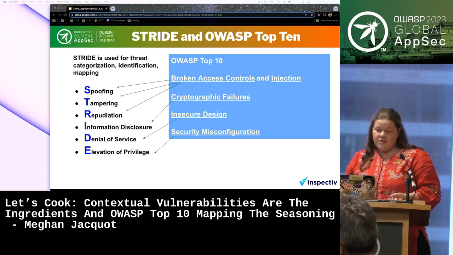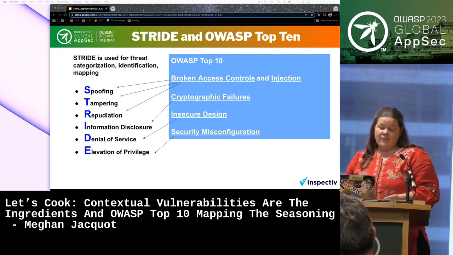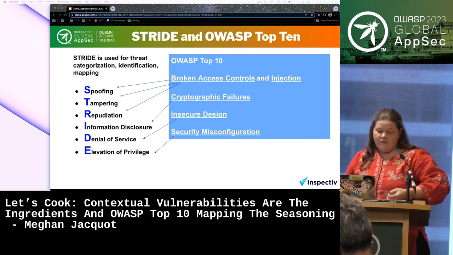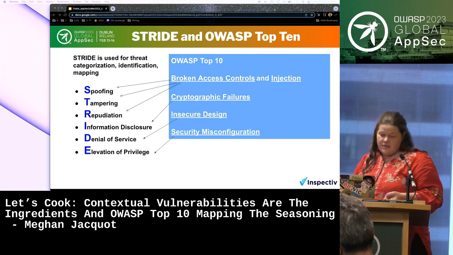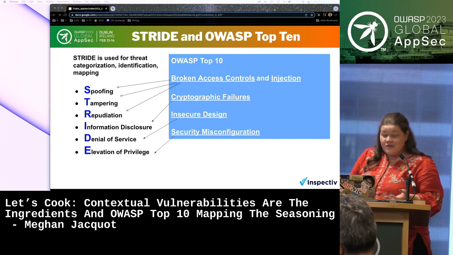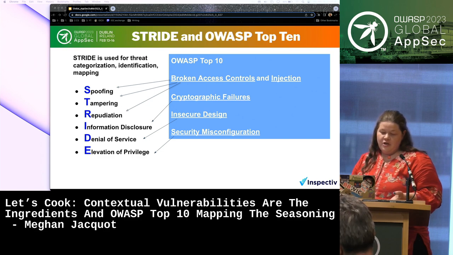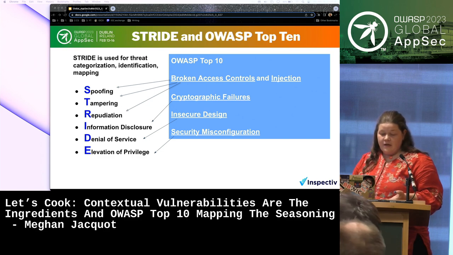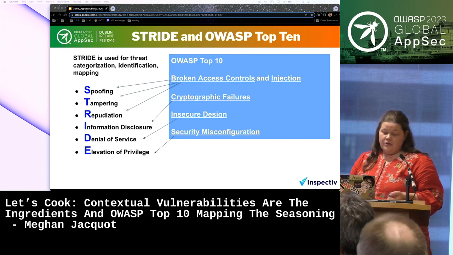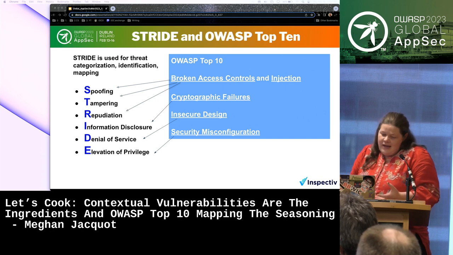With information disclosure, if there's a cryptographic failure, you might be disclosing PII. With denial of service, you might have issues of also cryptographic failure. You might have memory corruption issues too. So that might come into play. And then with elevation of privilege, you might have a security misconfig that leads to someone being able to do privilege elevation. Now, this is one way to look at it.